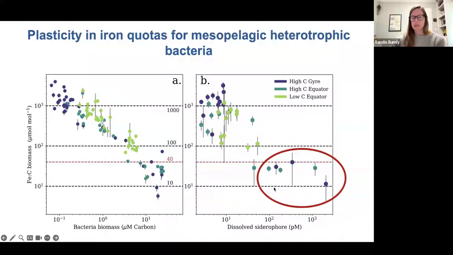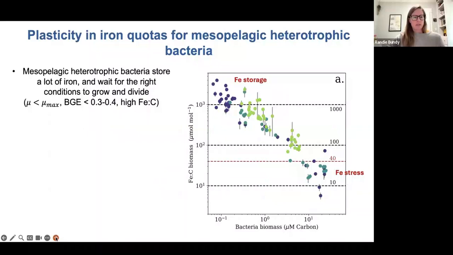One thing that supports this minimum quota value is if I put that data now on the left, and here is our iron to carbon quota versus dissolved siderophore concentrations. Below this red line or minimum quota value is usually where we saw the most siderophore production in our experiments.